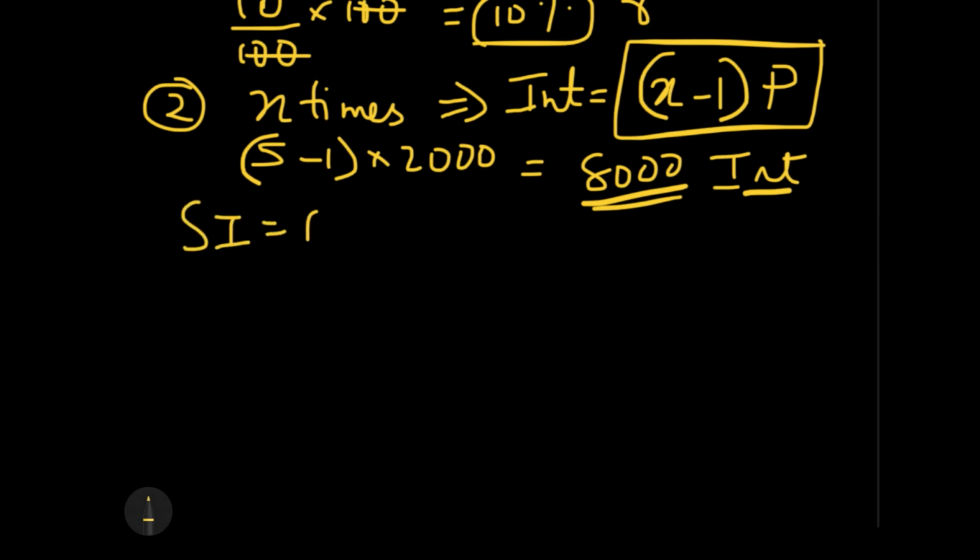SI is equal to P into R into T by 100. What do we know here? We know the SI, we know the P, we know the time. We can easily calculate the R. Same goes for the case with the CI also. So you can first find out the first year's interest and calculate upon it.